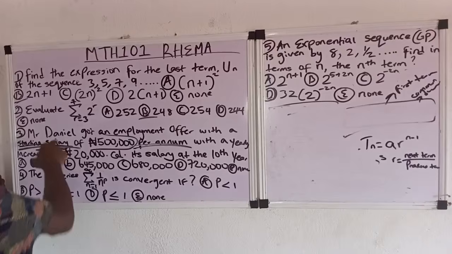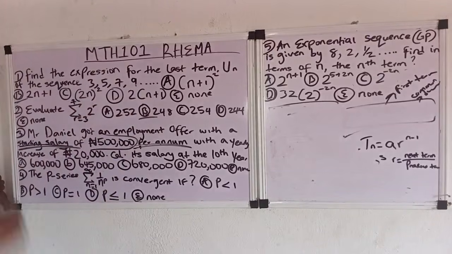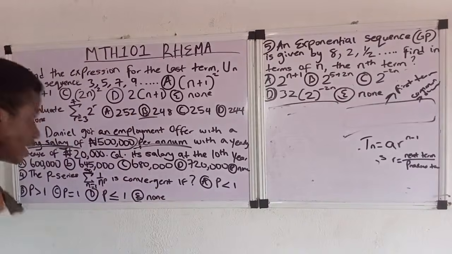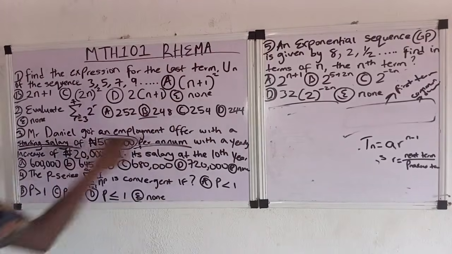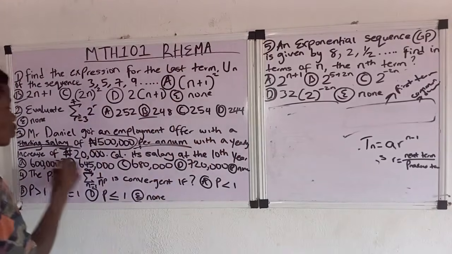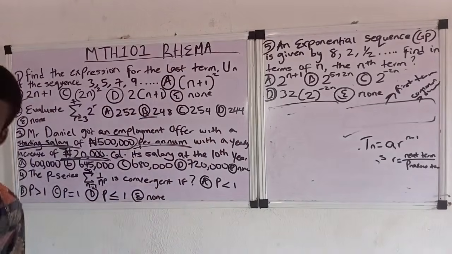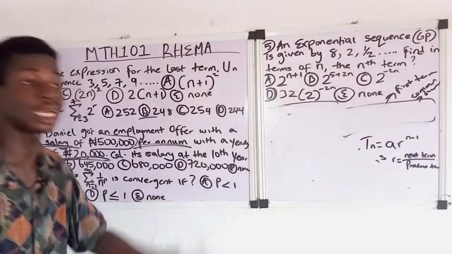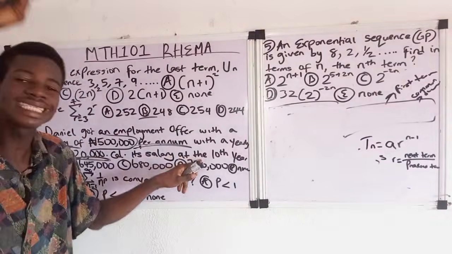This means that the salary that will be paid to Mr. Daniel per year is 500,000. That is the starting salary, 500,000 per year, with a yearly increase of 20,000. It says calculate his salary at the 10th year. This question is coming from an AP, which is arithmetic progression.